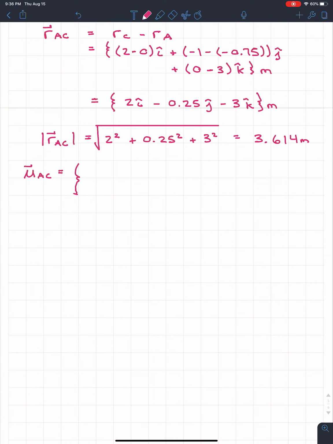So it's nice to show the work even though you can easily throw it in the calculator, but we're going to have 3.614 on the bottom, and this is 2 on the top because that's the x component. That's in the I direction. And then minus 0.25 all divided by the 3.614, and that's in the J direction. And finally minus, and then 3.614 on the bottom, and this top one's going to be 3, and that's in the K direction. So end the squiggle brackets because it's a vector.